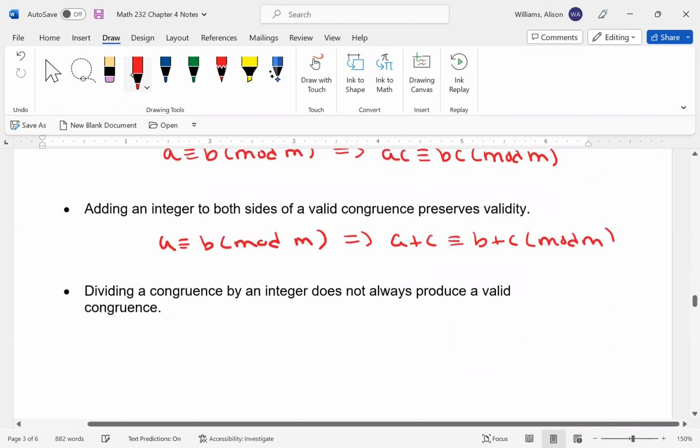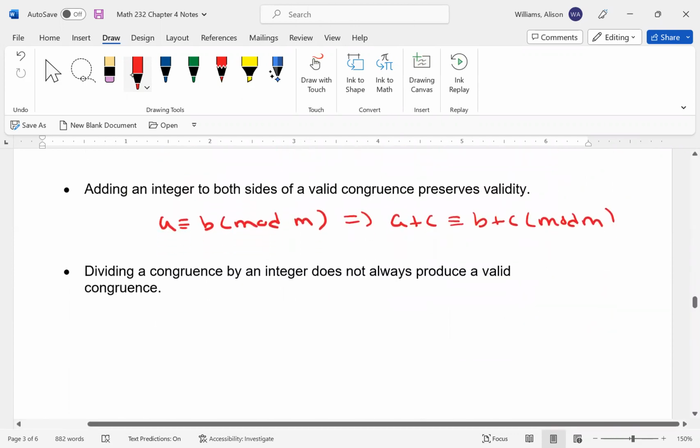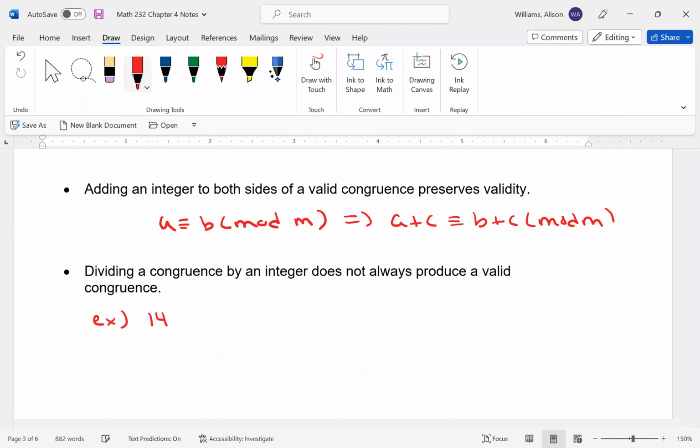However, for division, that doesn't work so well. Okay, so let's look at an example where it doesn't work. Let's see, 14 is congruent to 8 mod 6, because if we divide those both by 6, we get a remainder of 2. So they have the same remainder when they're divided by 6. Okay, now let's divide both sides by 2. Oops, I tried to do that in green and it didn't update yet. There we go, divide by 2 on both sides.